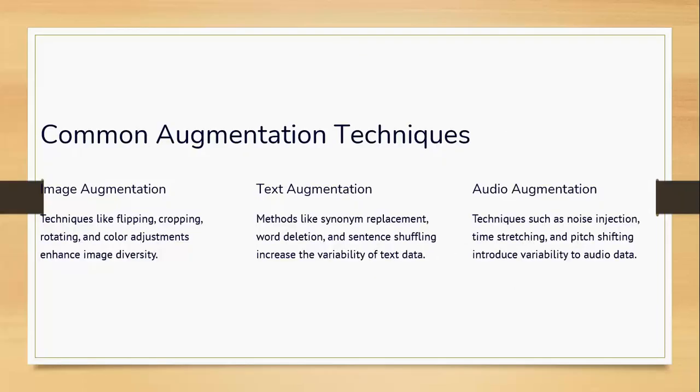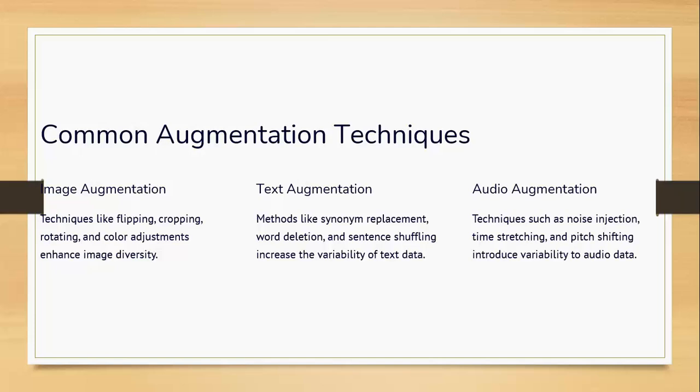So what are the common augmentation techniques? We apply augmentations for image, text and audio. In image augmentation, we perform flipping the image, cropping the image, rotation and color adjustment, enhancing the image diversity. These are some of the ways we augment our images.